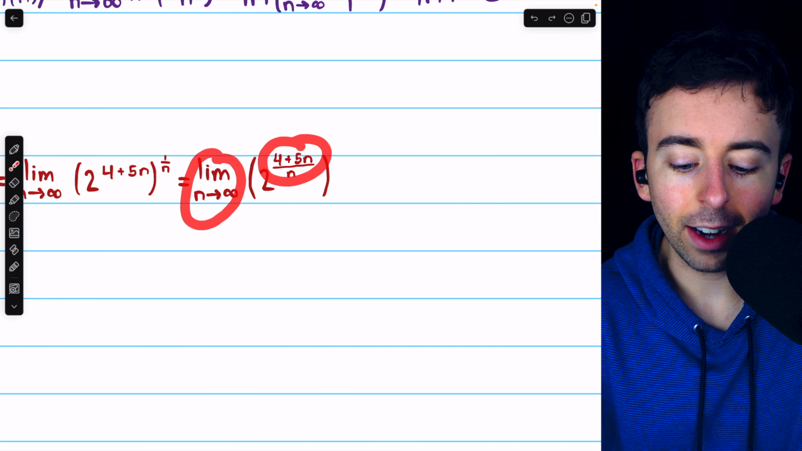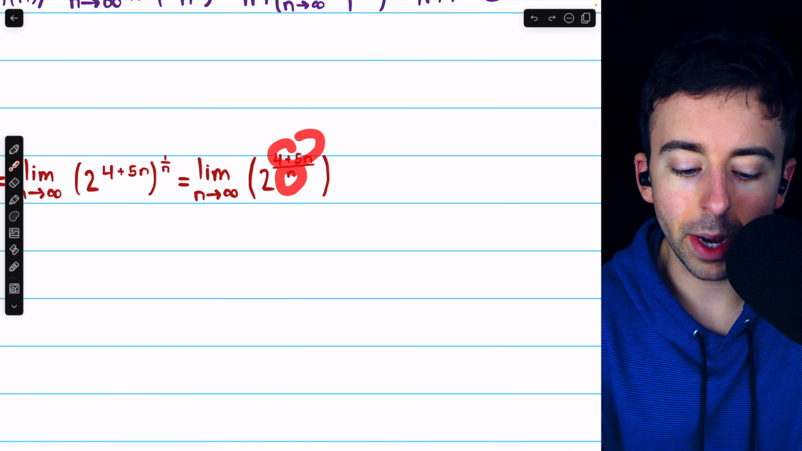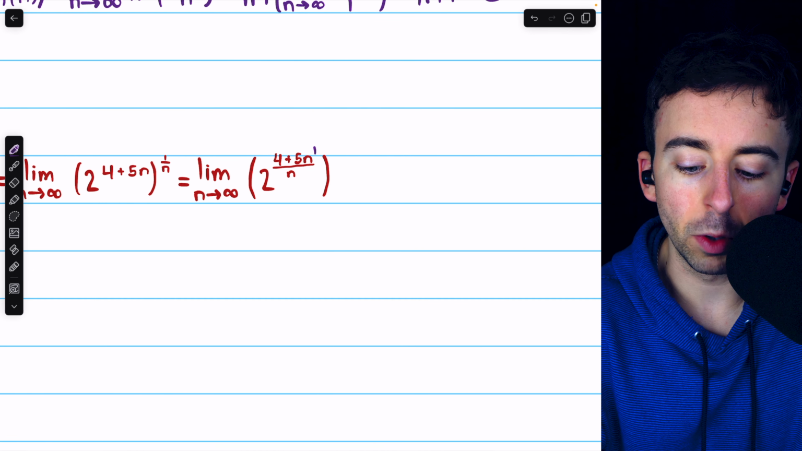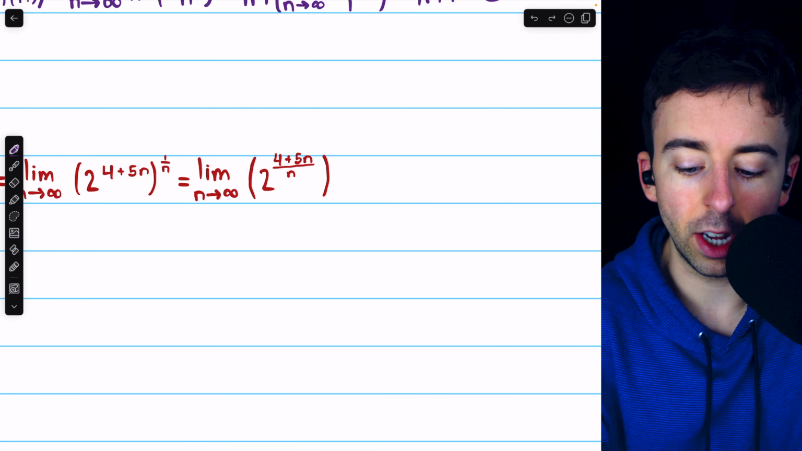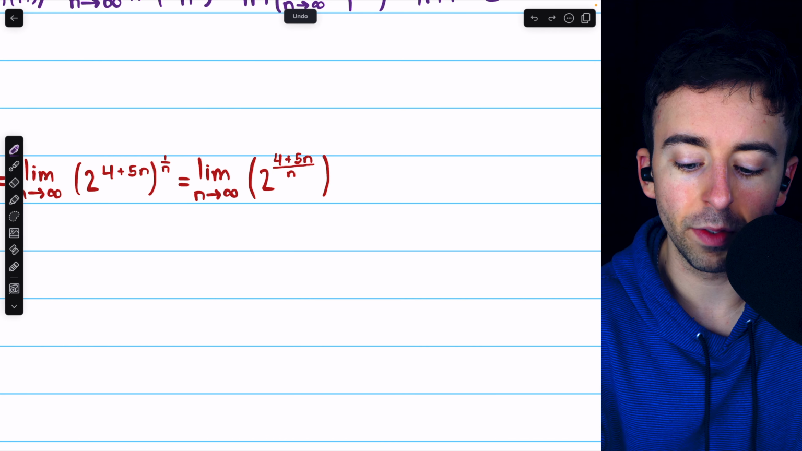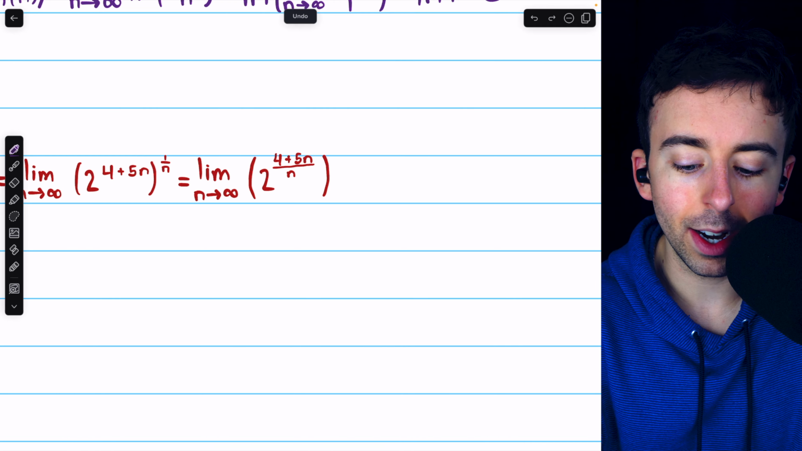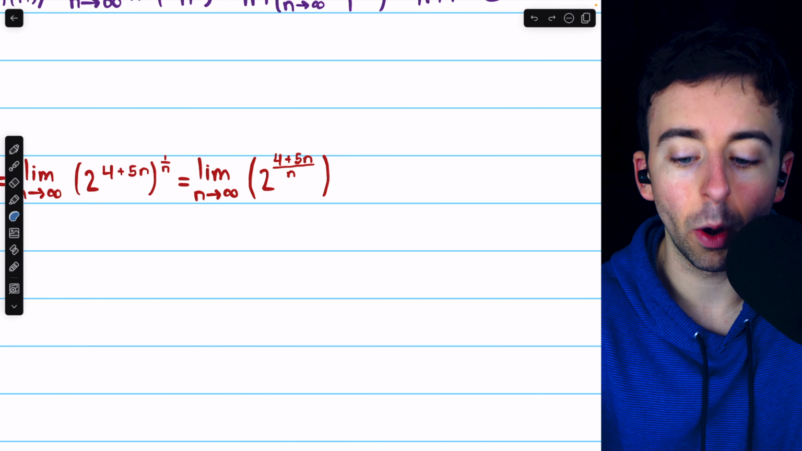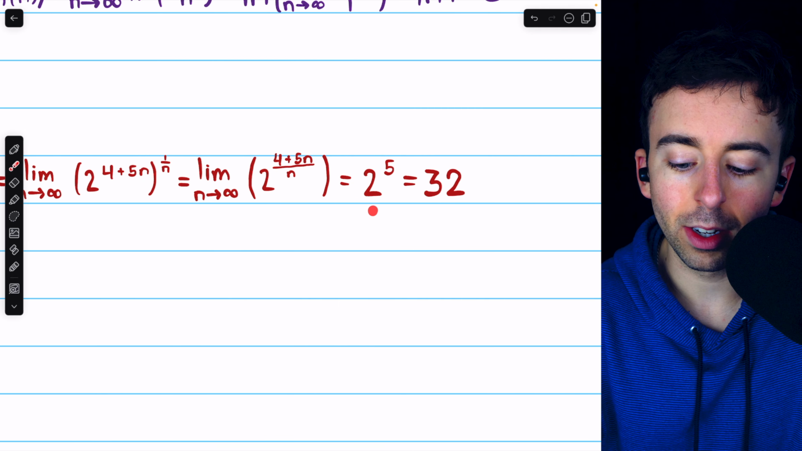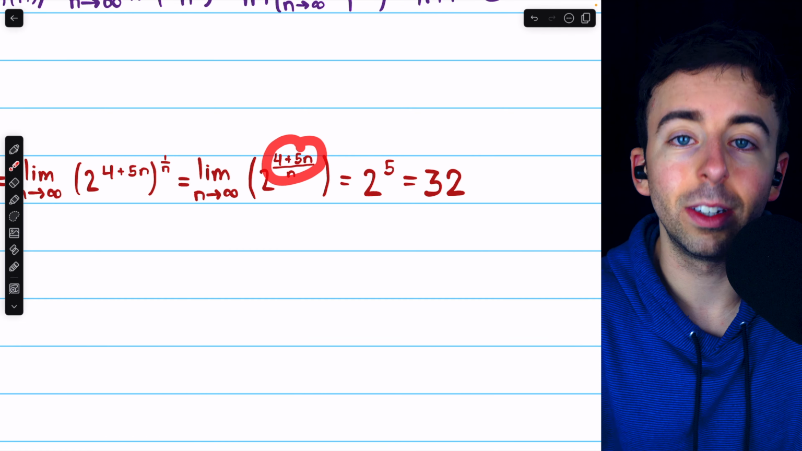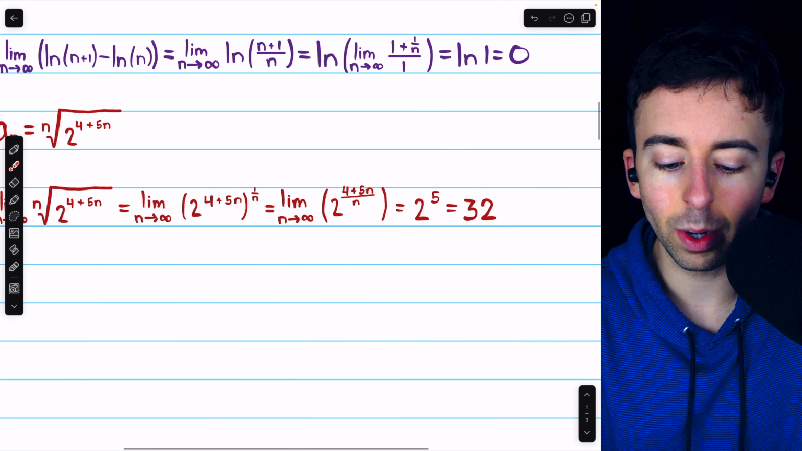But the limit of this exponent as n goes to infinity, you should know the numerator and denominator are both polynomials of degree 1. So the limit as n goes to infinity is just going to be the ratio of the leading coefficients of the numerator and denominator. That is 5 divided by 1. That's the ratio of the leading coefficients. So the limit as n goes to infinity is just going to be 2 to the power of 5, because the exponent is approaching 5. And this, of course, is equal to 32. So the sequence does converge.